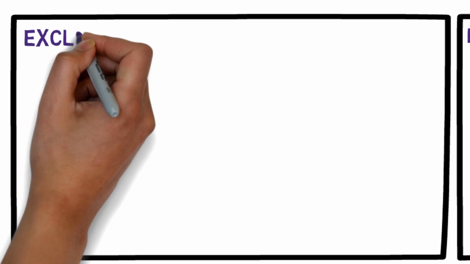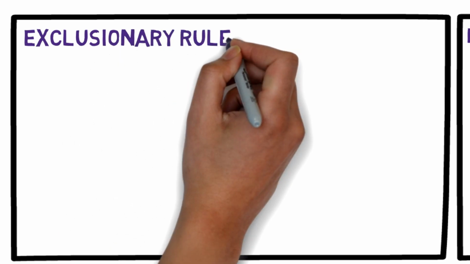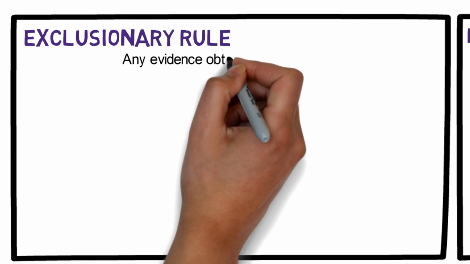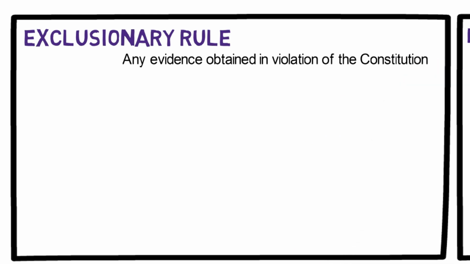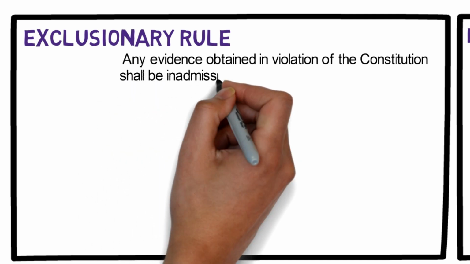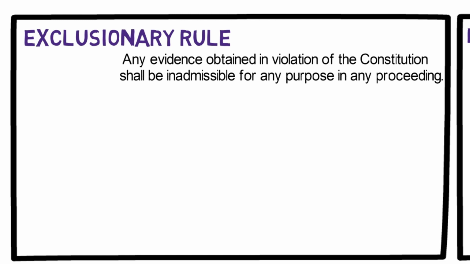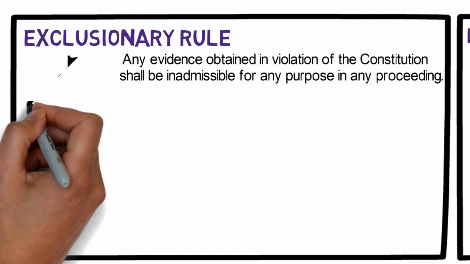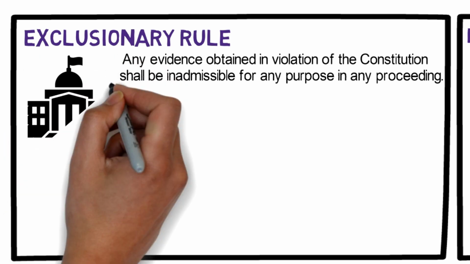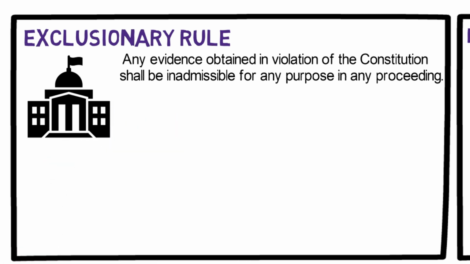Next, the applicability of the exclusionary rule to the right to privacy. Any evidence obtained in violation of the Constitution, take note that the right to privacy is protected under our Constitution, shall be inadmissible for any purpose in any proceeding. Remember, however, that you can only invoke this if the government is the one interfering with your rights. There is an exception which I will discuss next.